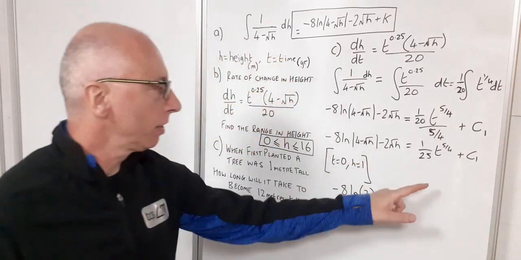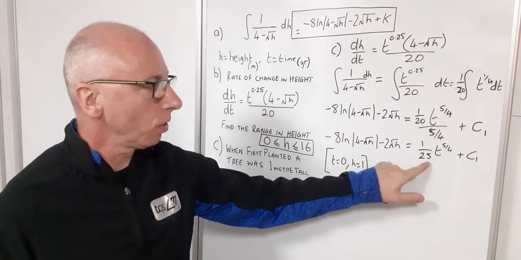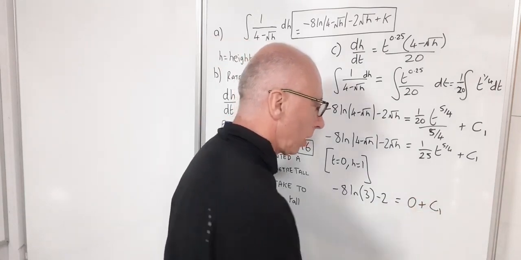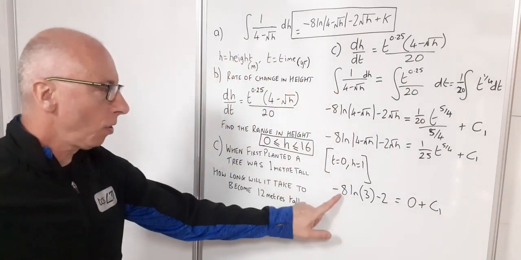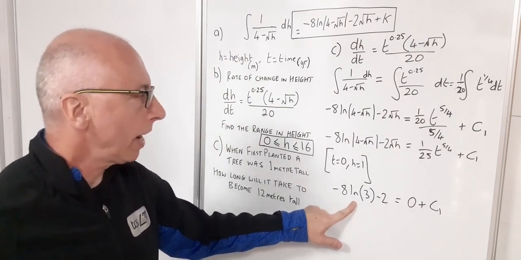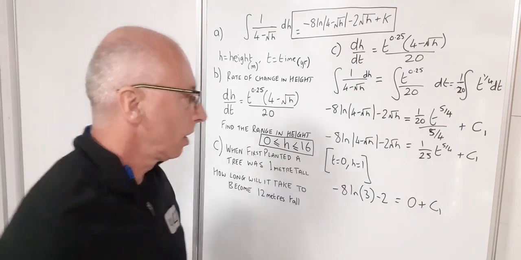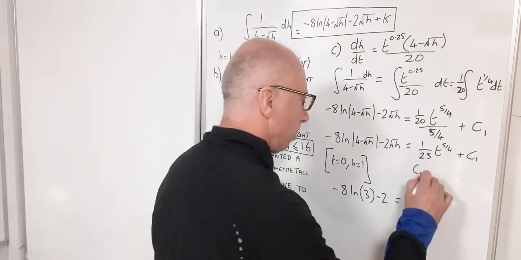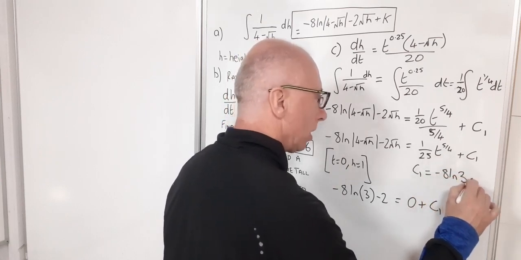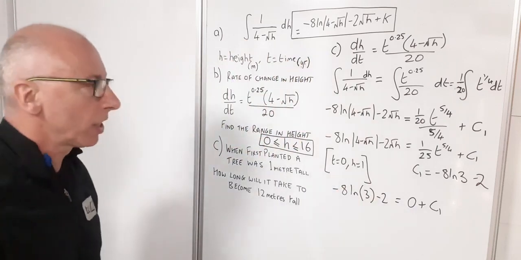Now on this side, t is 0. Well, if t is 0, then all of this becomes 0. So I've got 0 plus my constant of integration. So therefore, my constant of integration is actually this. So what I can do now for my c1, I can just plug in this value here. So c1 equals minus 8 ln of 3 and then minus 2. That's my constant of integration.